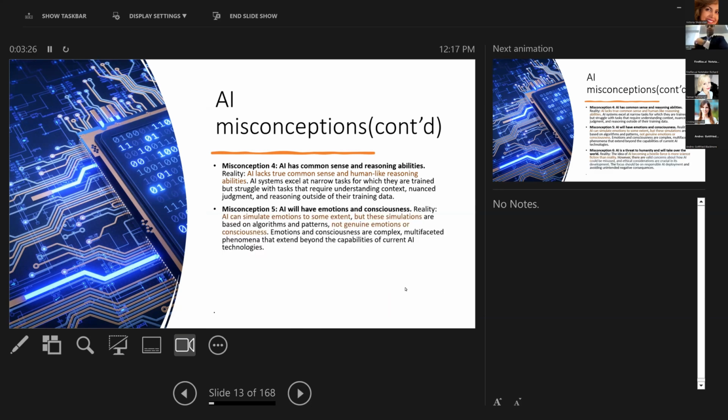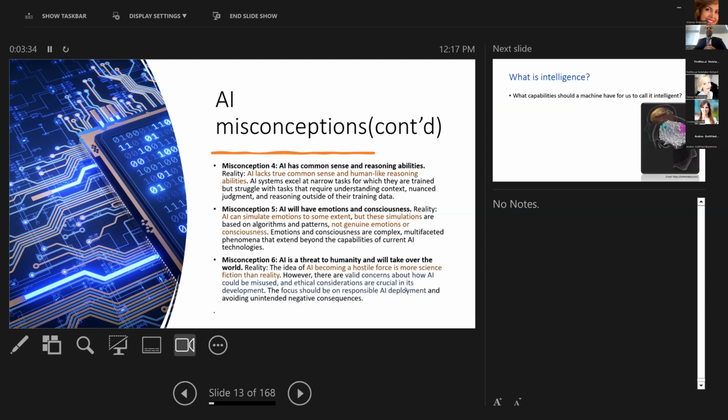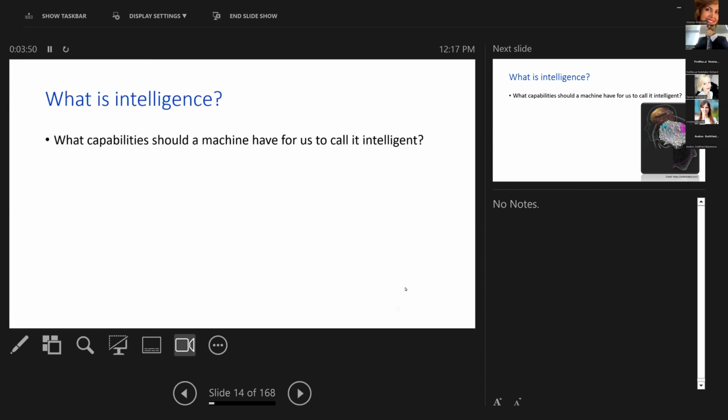Misconception number 5, AI will have emotions and consciousness. I mean, while AI can simulate emotions, these simulations are not genuine emotions. And last but not least, AI is a threat to humanity and will take over the world. I mean, AI becoming a hostile force is probably more science fiction than reality. But there are also valid concerns about how AI could be misused, and ethical considerations are crucial in its development.